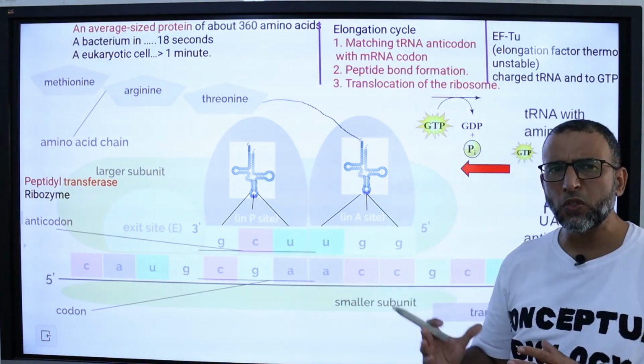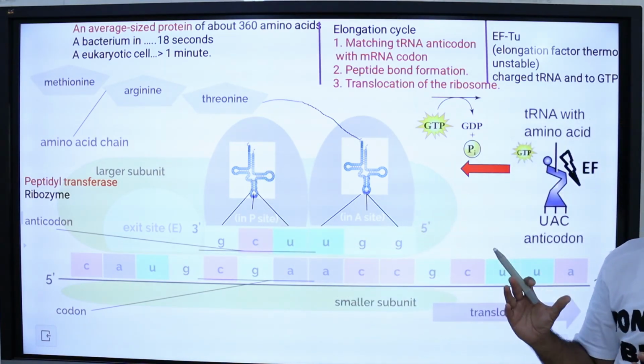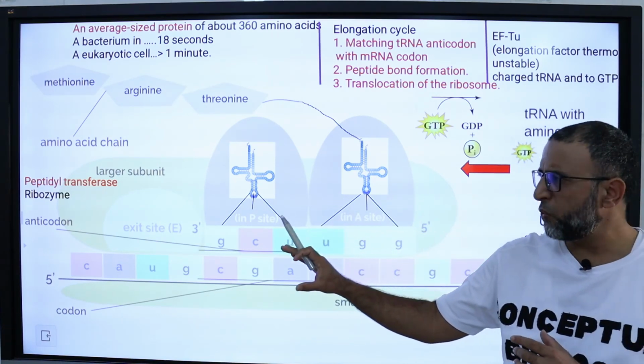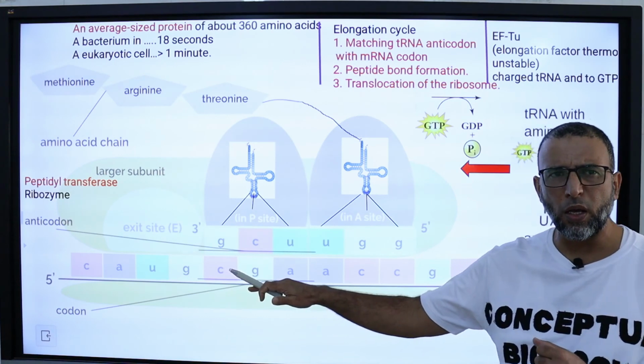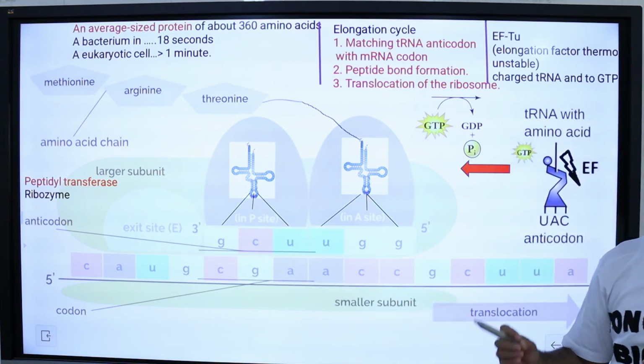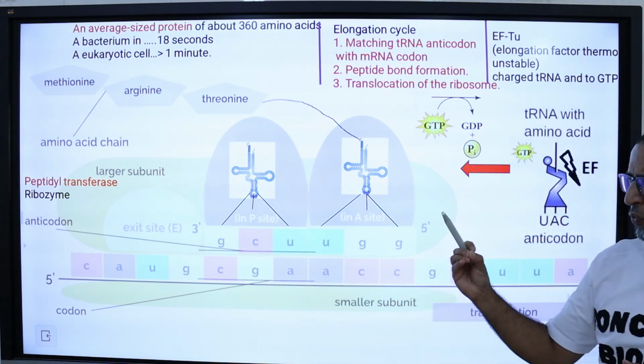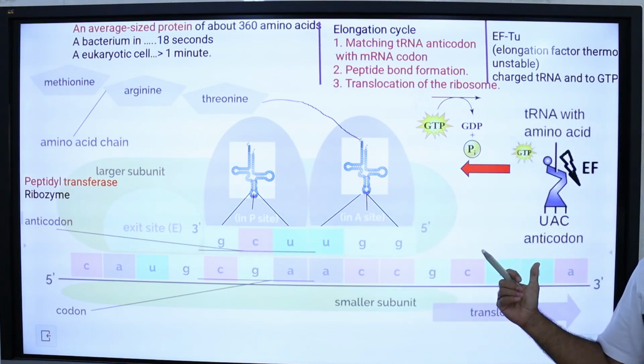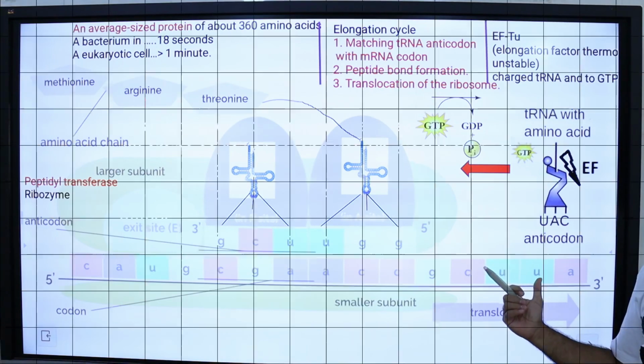Third step is translocation of the ribosome. So, after the peptide bond formation, the ribosome moves relative to messenger RNA and tRNA. So, translocation involves the movement of the ribosome from the 5 prime to 3 prime direction along the mRNA molecule.